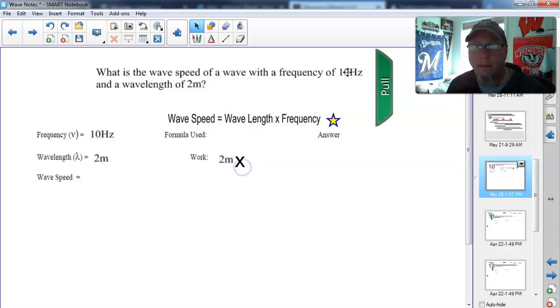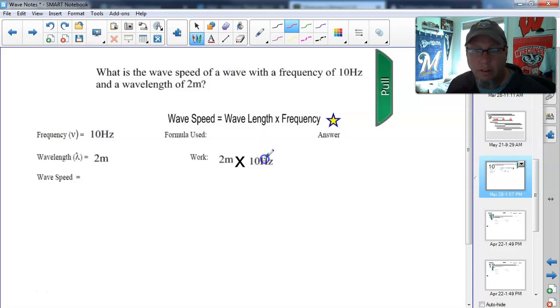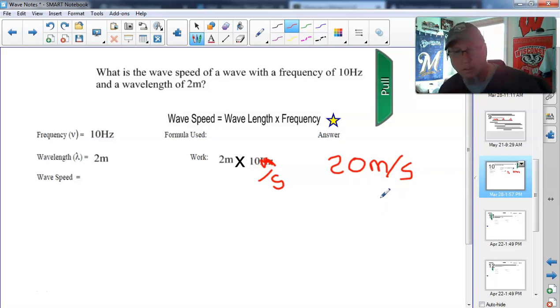times the frequency, 10. And remember, instead of the unit of hertz here, a hertz is the same thing as a per second. So 2 times 10 is 20 meters per second. Meters per second. It's really hard to write with a mouse, you guys. Please forgive me.